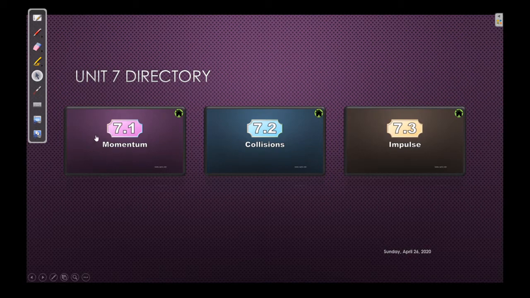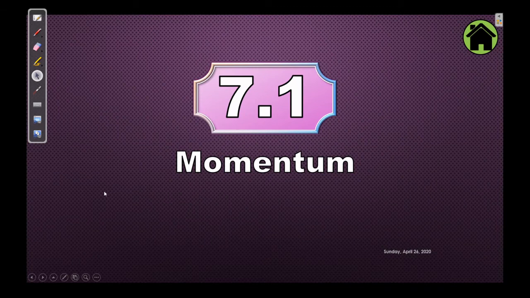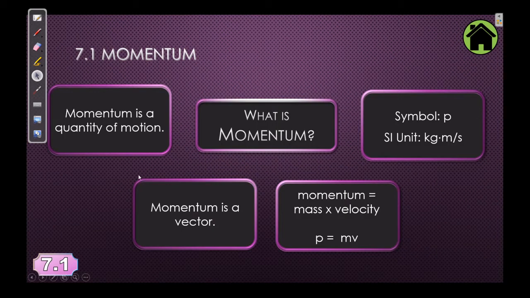We'll start off with lesson 7.1, which is all about momentum. So first of all, what is momentum? Momentum is a quantity of motion, which is a pretty vague way of describing it, but here's a way I like to describe it. Momentum is sort of a measure of how bad it would be for you to get hit by an object. The more momentum the object has, the worse it would ruin your day if you were to get hit by that object.